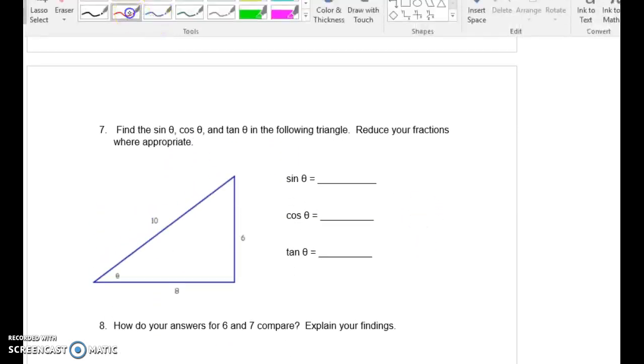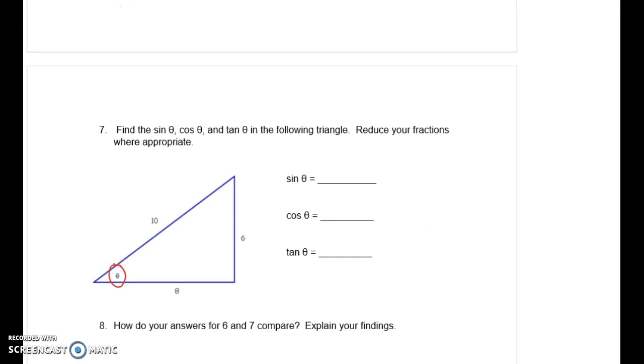We have this angle theta. Our opposite side is 6. Our adjacent side is 8. Our hypotenuse is 10. So the sine is the opposite side over hypotenuse, which is 6 over 10. And if I reduce that down, I get 3 over 5. Interesting. When I do the cosine, I get the 8 over 10, the adjacent side over hypotenuse. And when I reduce that, I get 4 over 5. Huh. And when I do the tangent of theta, I get my opposite side, which is 6, over my adjacent side, which is 8, and I get 3/4.